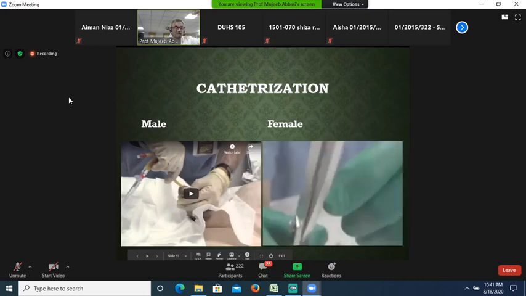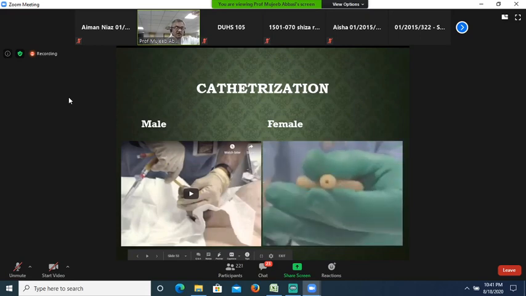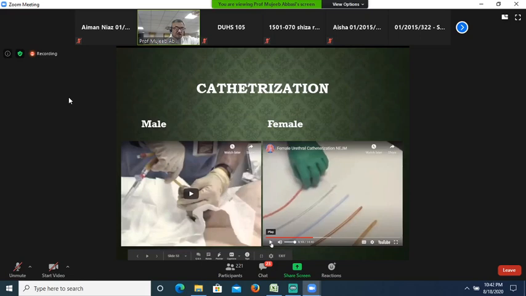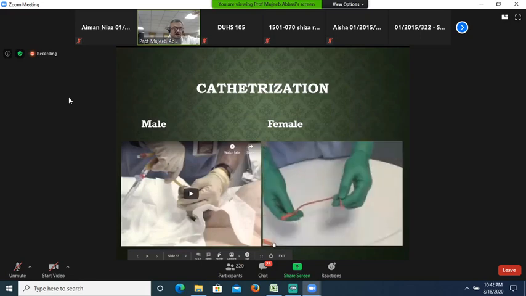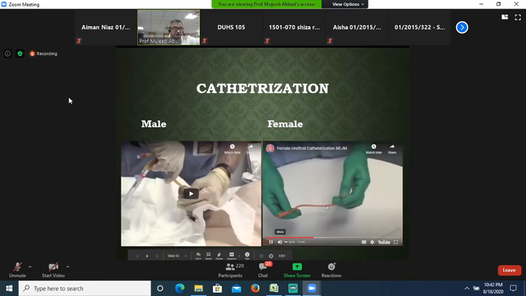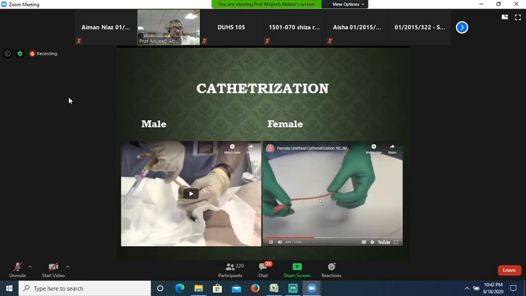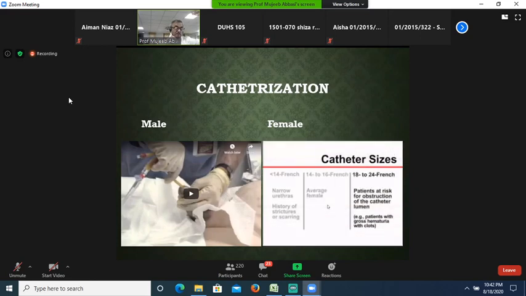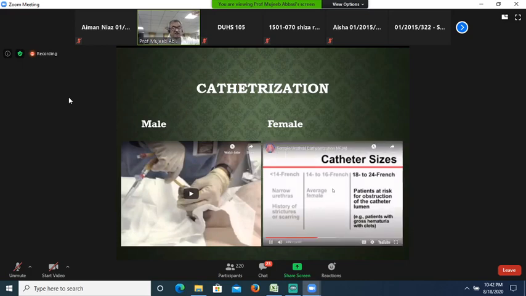The size of the catheter is basically in French units, and it's in millimeters. And this latex is soft, so it is used. These are just different sizes and their uses.